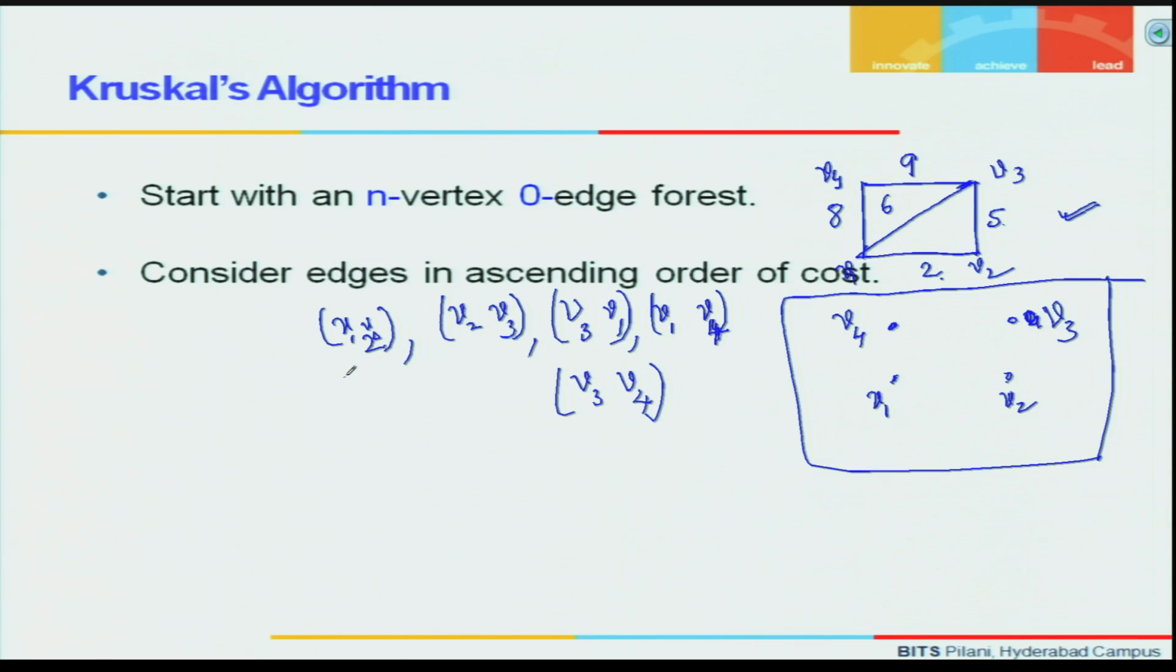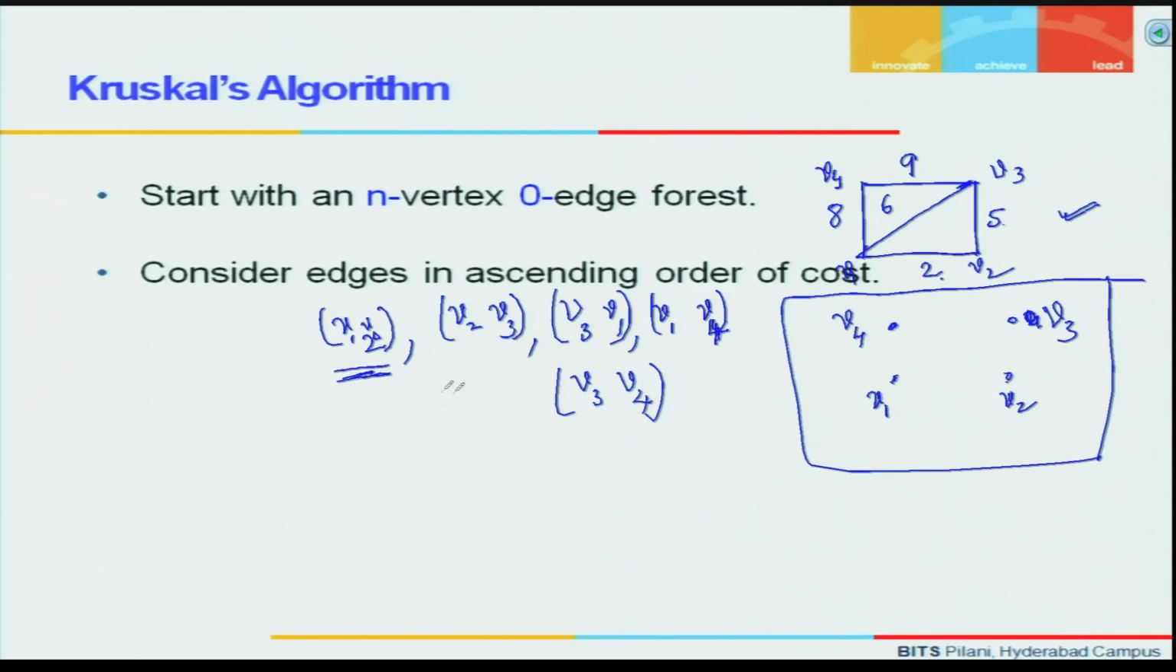So it says that arrange your edges in the increasing order of their cost. This is the order that you get. You have arranged the edges in the increasing order of their cost. Then take the first edge and put it in this particular forest that you constructed some time back, and check whether by putting this edge you are forming a cycle in this forest. If you are forming a cycle, don't put this edge, otherwise put this edge.